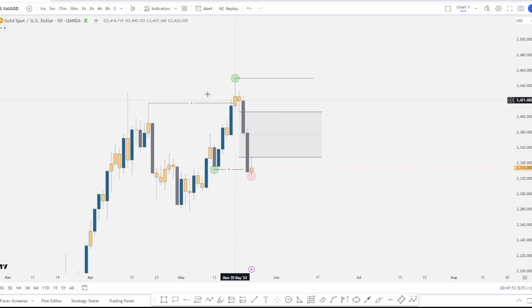So right here, we took out the high that we had marked on the daily time frame. We closed above, we put in a bullish high, and we had a previous bullish low. We've come down in last week's price action, taken out this low, and we are now waiting for the bearish low to form within this daily range.